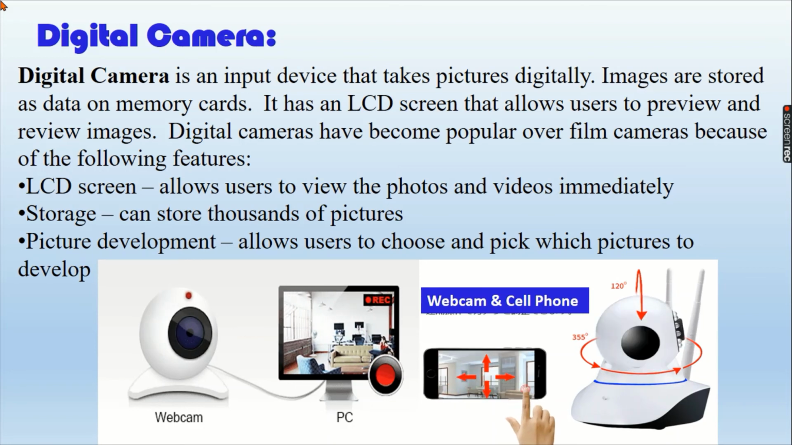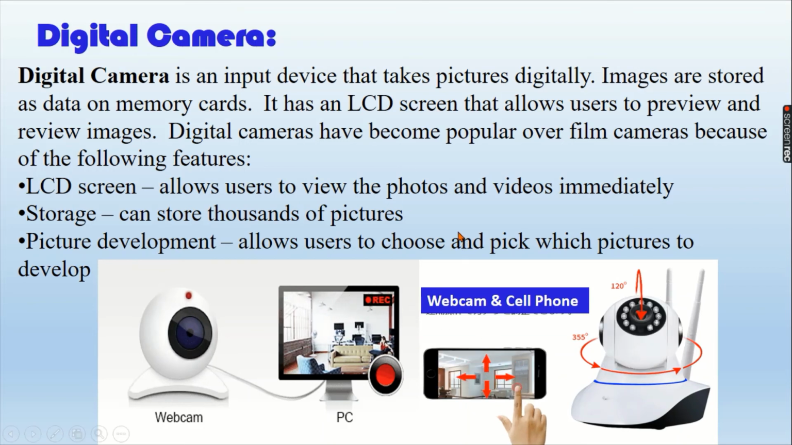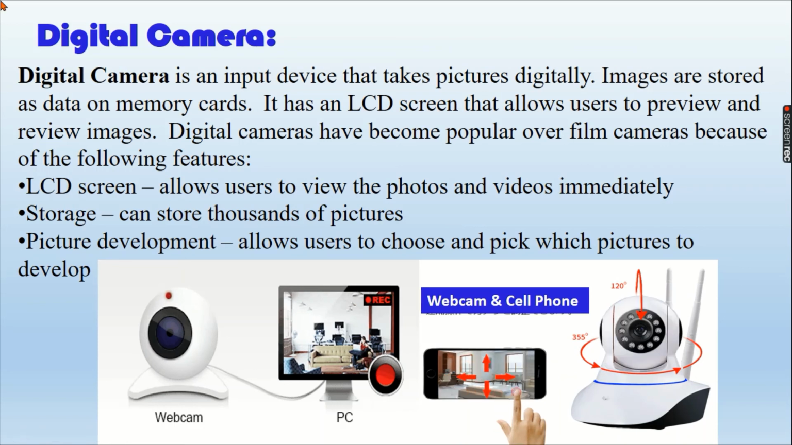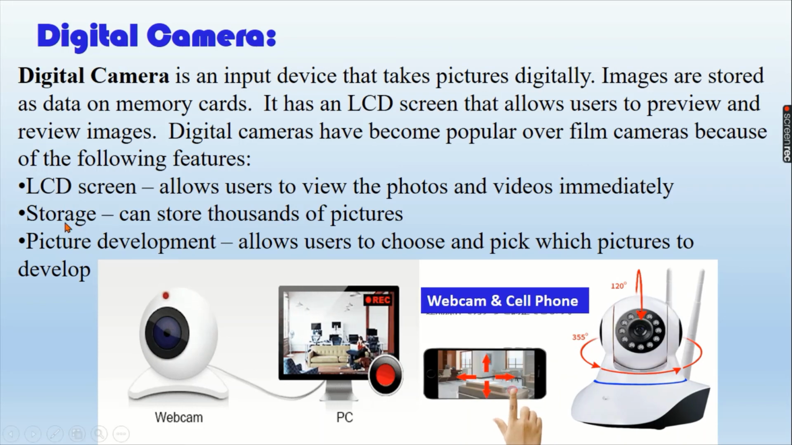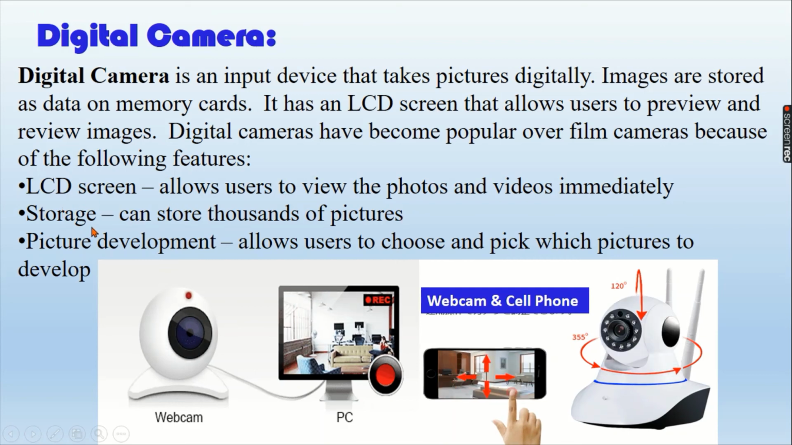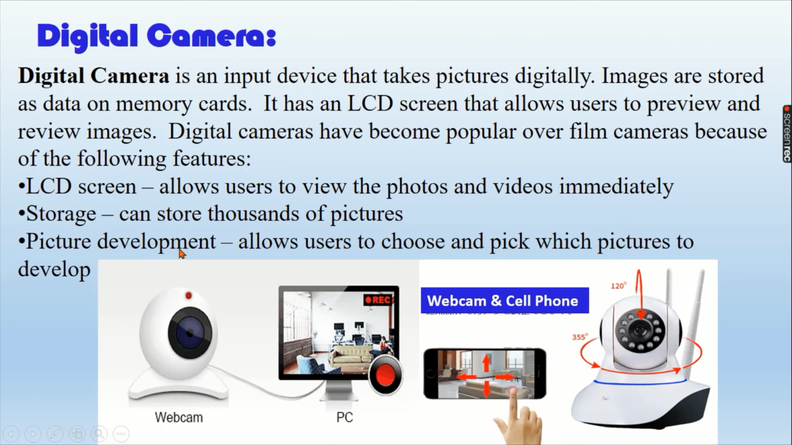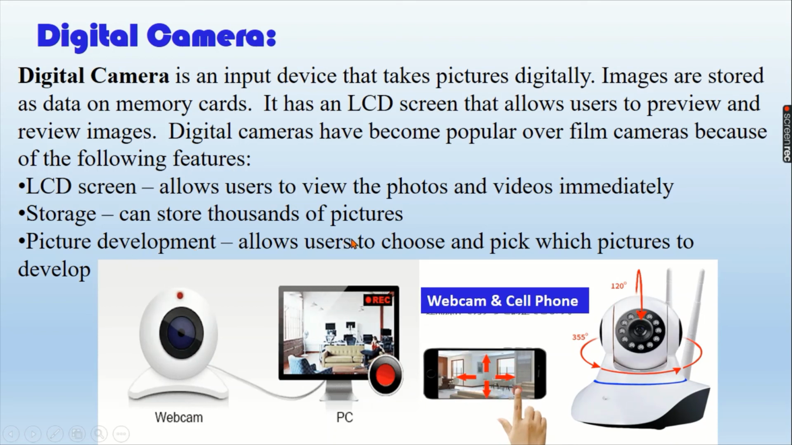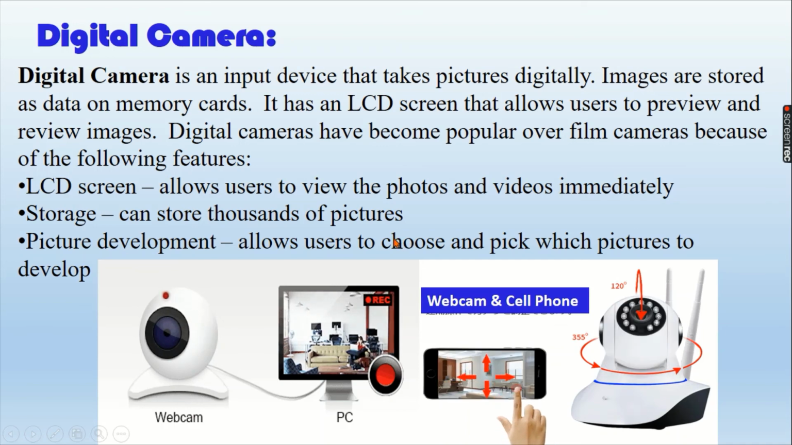Different types of mobile phones have digital cameras, and we can take images through our mobile phone as well. Storage and an LCD screen are also there, and storage capacity is also there with digital cameras. Picture development is very easy. We can see on the screen and we can select or choose a particular image and we can develop it. So this one is an input device that is called digital camera.